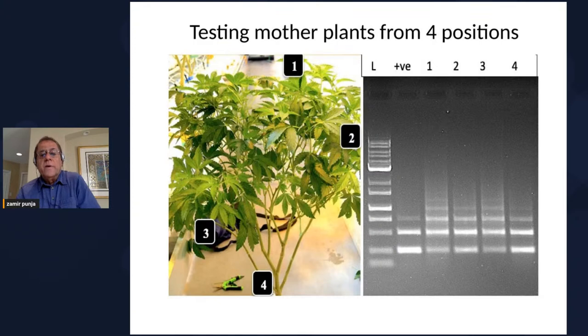So here's what we did. We basically took these mother plants and we sampled from the top, which is sample one, from the side, sample two, from the bottom, sample three, and then the root system, sample four. And as you can see in this mother plant, all four samples were positive for hop latent viroid because you can see these bands that I referred to earlier. So it's there, it's present. But look at the plant, it looks good. I mean, it's healthy. There's no leaf curl, there's no mosaic, there's no stunting. The plant looks fine, but it's got hop latent in it.